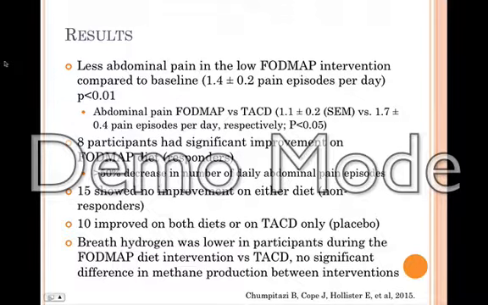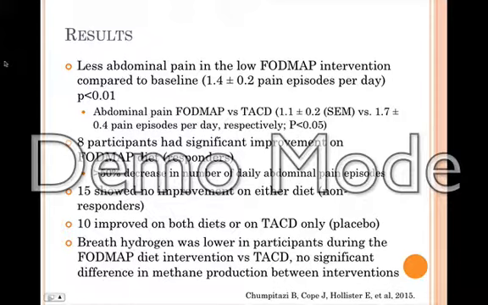Results from the study found that participants following the low FODMAP intervention had fewer abdominal pain episodes per day compared to baseline. 8 participants had significant improvement on the low FODMAP diet and were considered responders to the intervention. 15 participants showed no improvement on either intervention and were considered non-responders. 10 participants improved on both diets or on the typical American childhood diet only and were considered the placebo group.